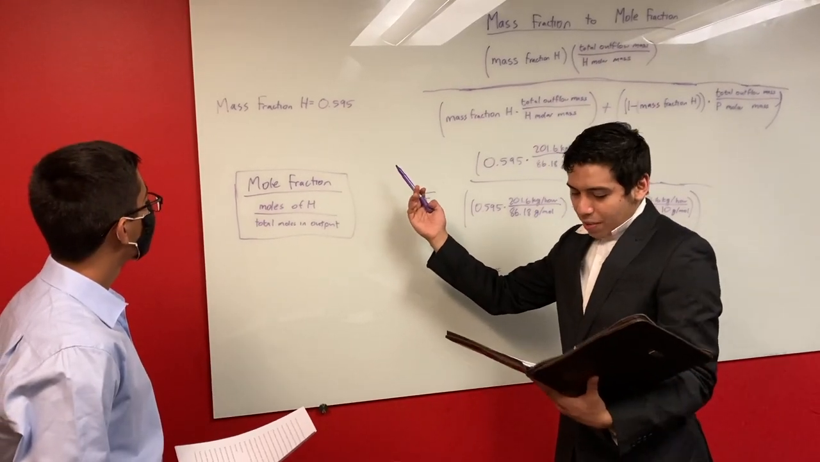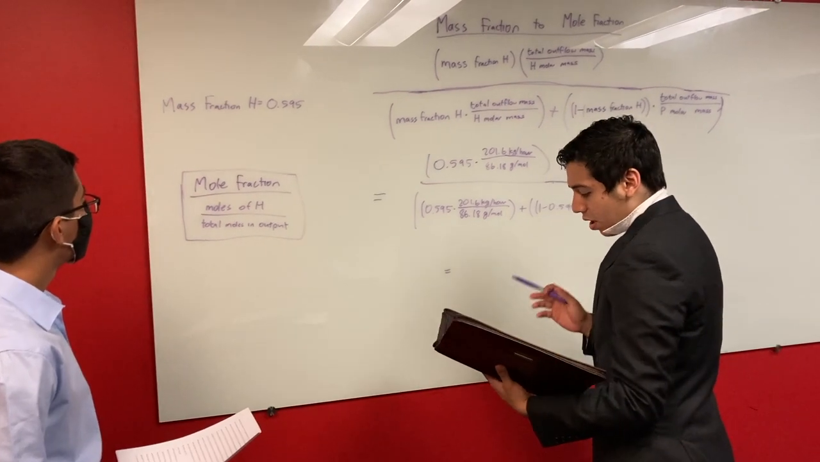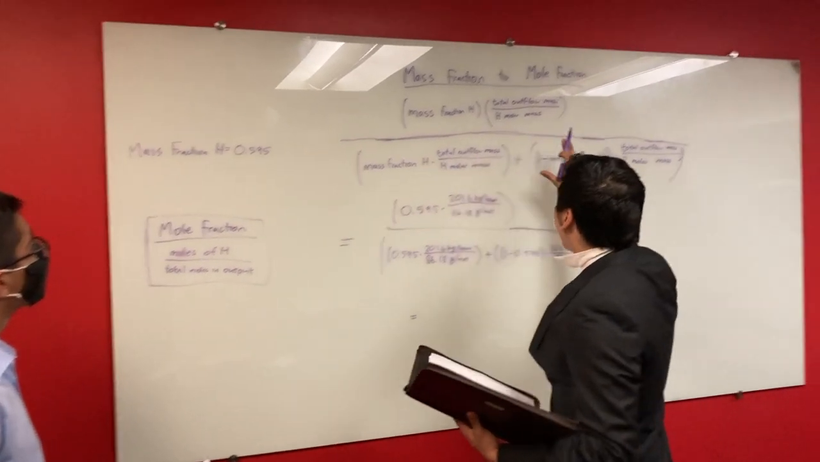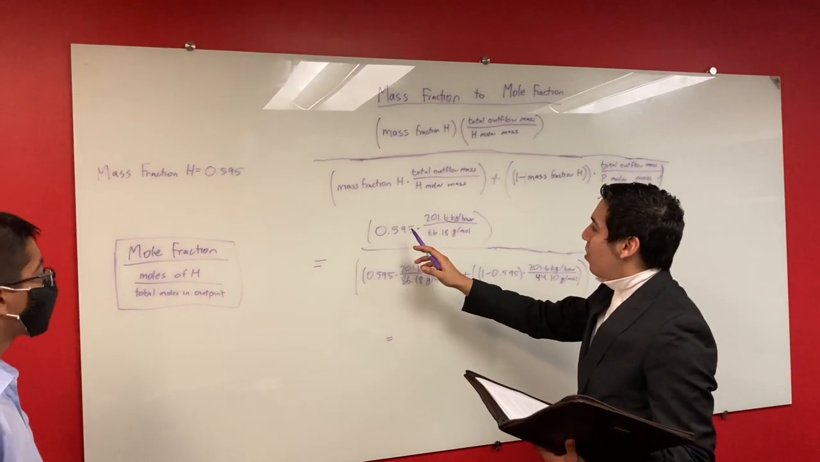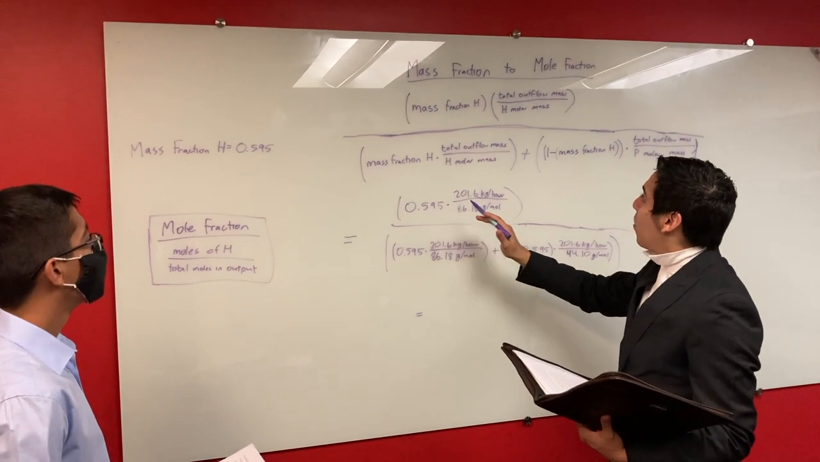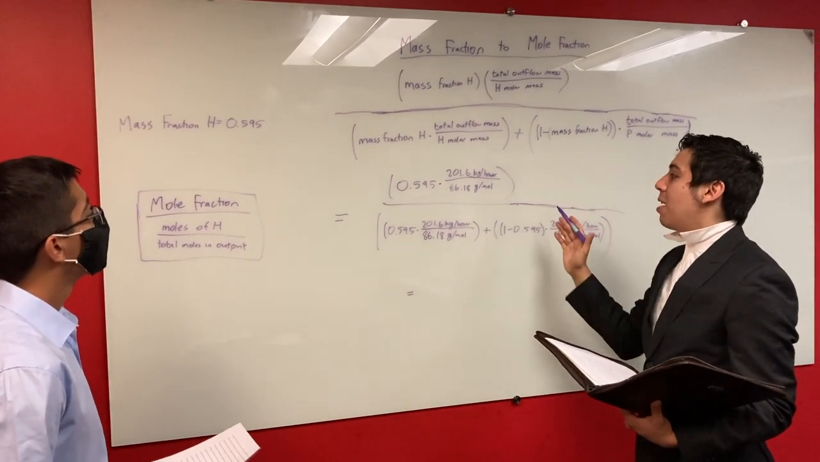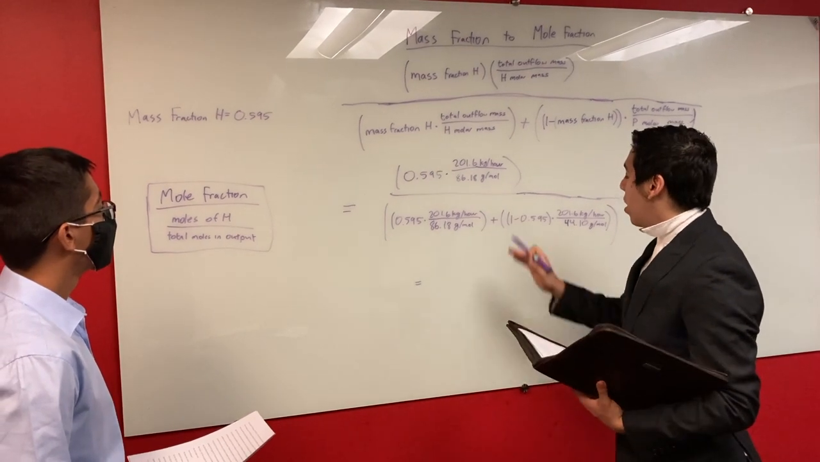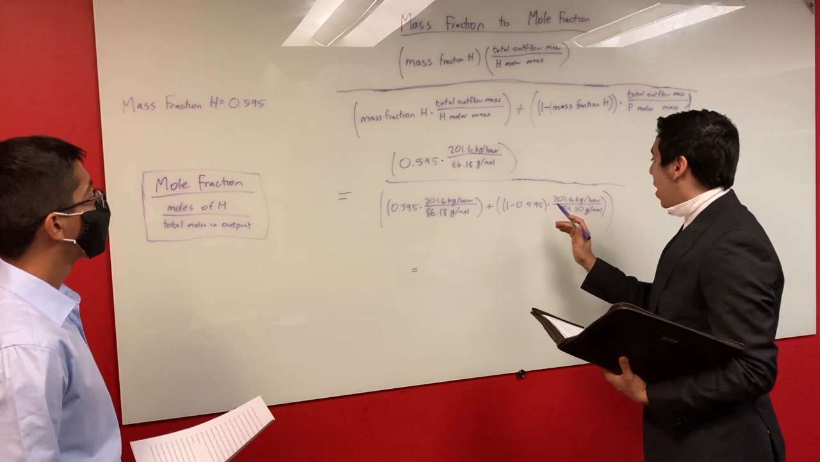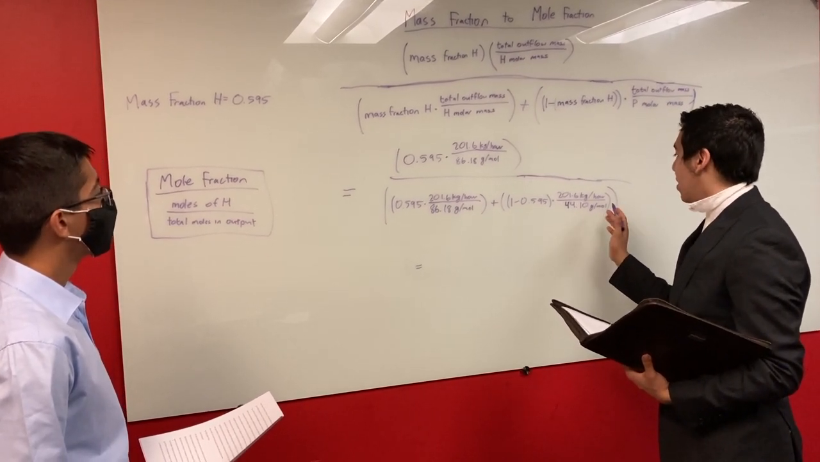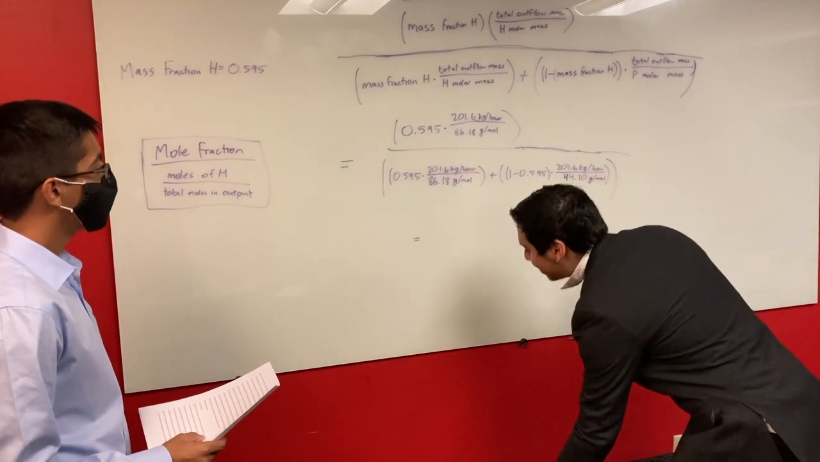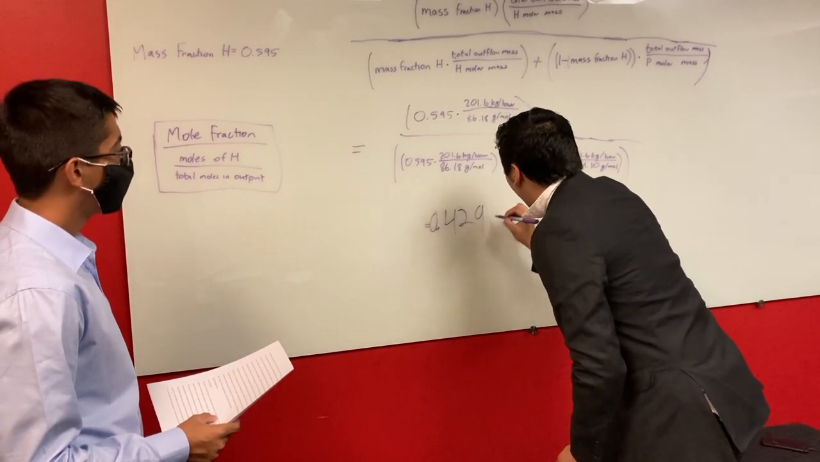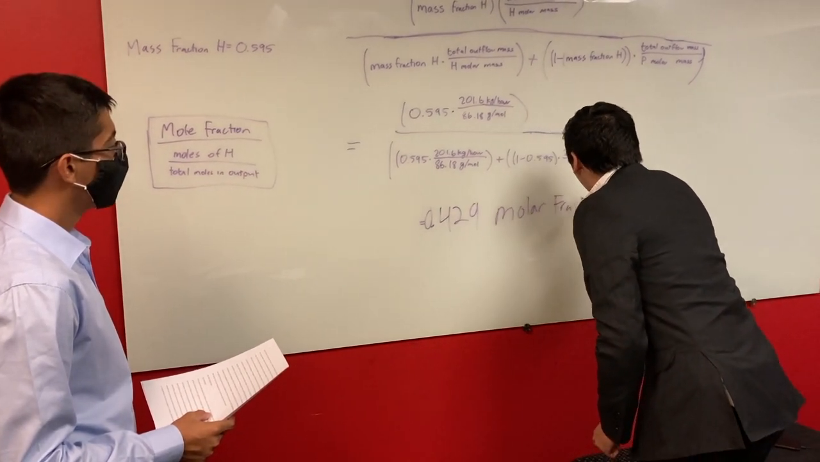Now that we have the mass fraction of hexane, we can easily convert to kilomoles given the molar mass of each species. Now, to figure out the mole fraction of hexane, we take the moles of H divided by the total moles in the output, which is expanded right over here in this big long equation. So first off, to figure out the moles of hexane, we take the mass fraction of H, which is 0.595, multiplied by the total outflow mass, which is 201.6 kilograms per hour, divided by the given molar mass of hexane, which is 86.18 grams per mole, over, once again, the moles of H, plus the moles of propane, which already has the given molar mass of 44.10 grams per mole, and all that equals 0.429 molar fraction of hexane.